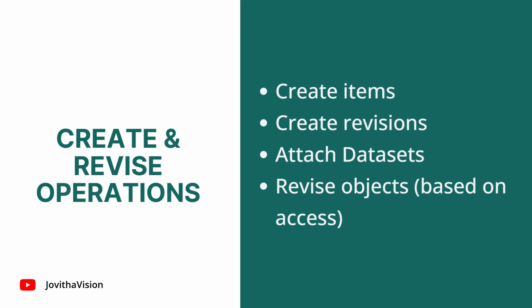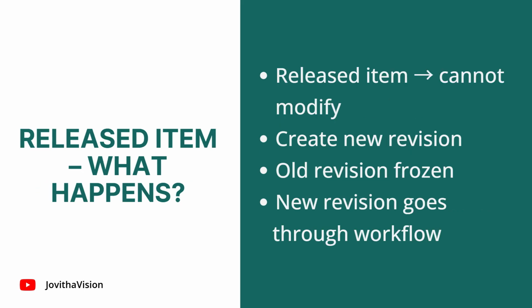Create and revise operations in AWC. In Active Workspace, users can create items, item revisions, attach datasets, and revise released objects based on access. Here is a very common scenario. If an item is already released, you cannot directly modify it. Instead, you can create a new revision. The previous revision stays frozen, and the new revision moves through workflow again. This ensures traceability and change control.